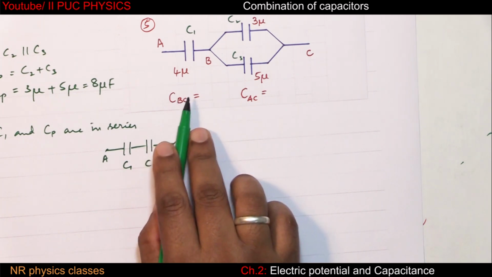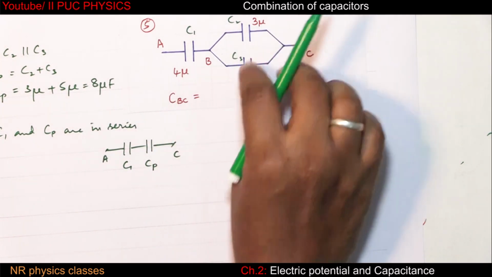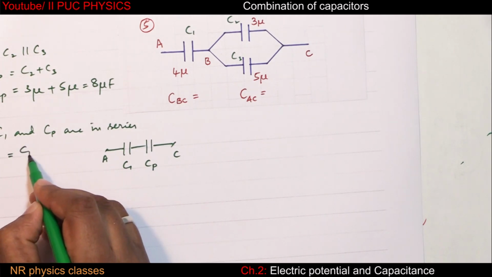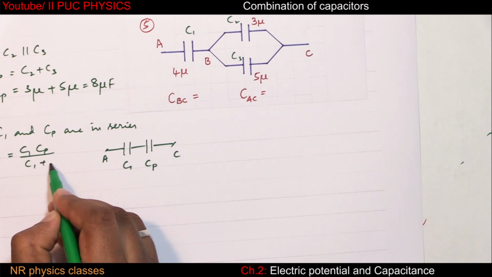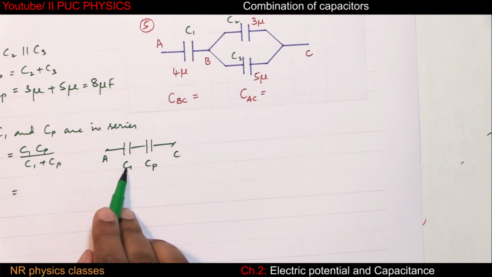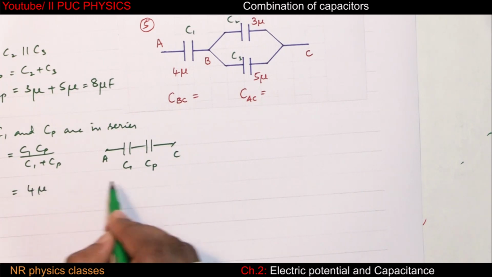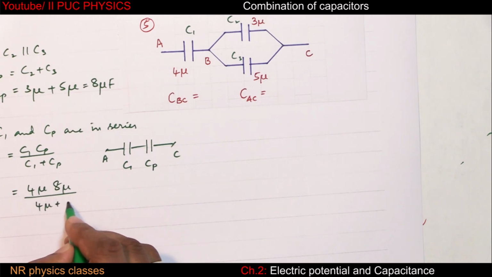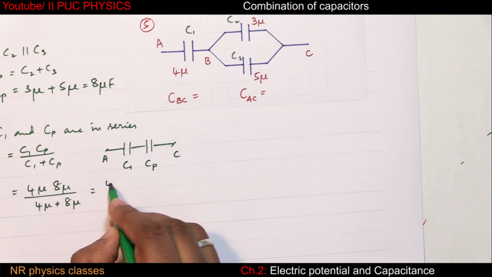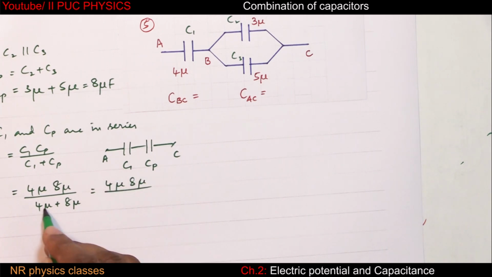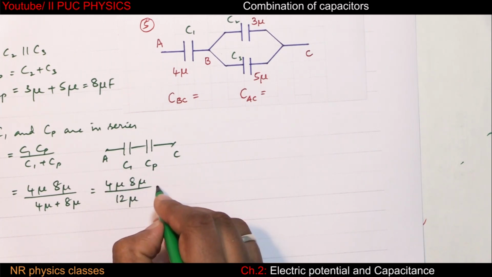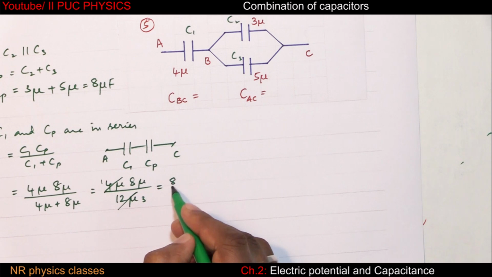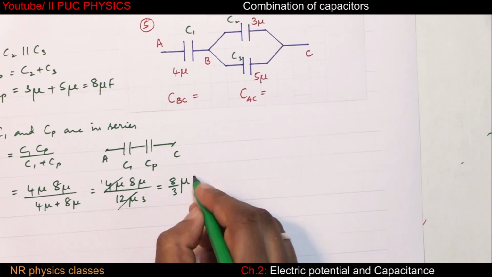Now this is in series with these two, means resultant equal to C1 CP by C1 plus CP. C1 is 4 micro, CP is 8 micro. So 4 micro times 8 micro by denominator 12 micro equal to, this 1 time, this 3 times. So it is 8 by 3 microfarad.